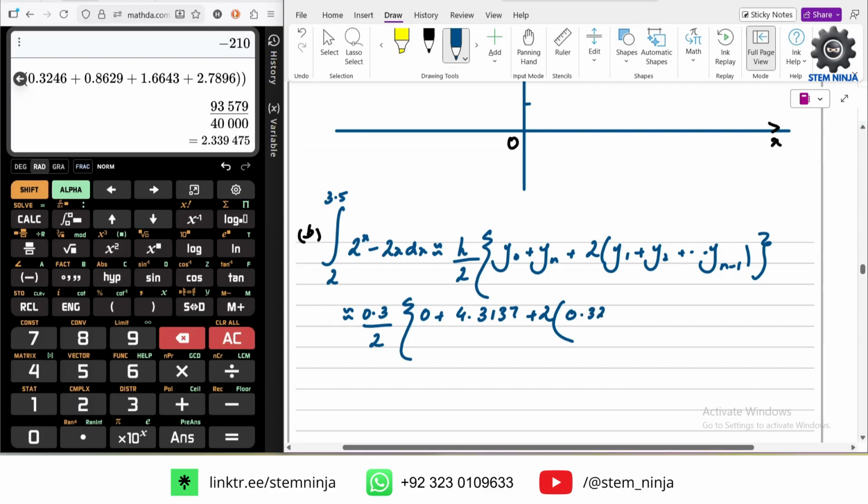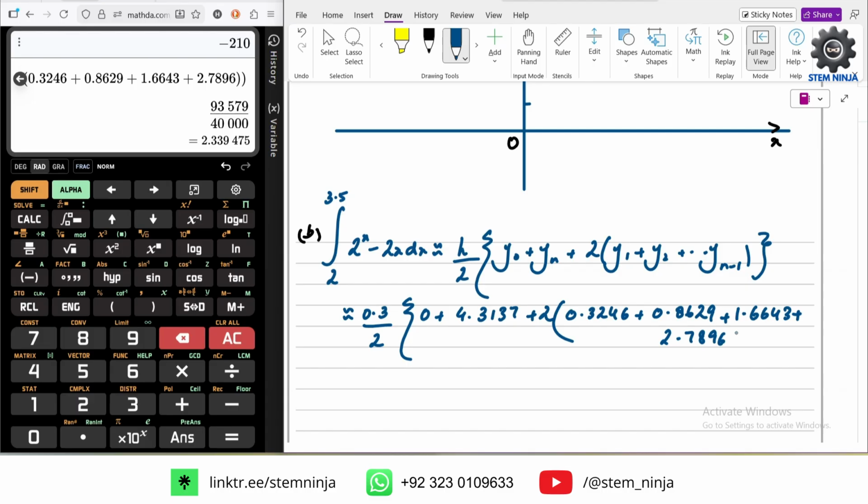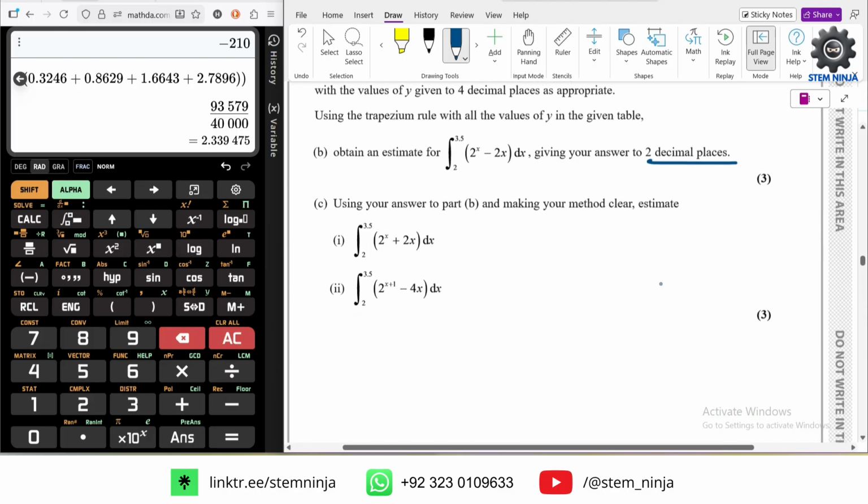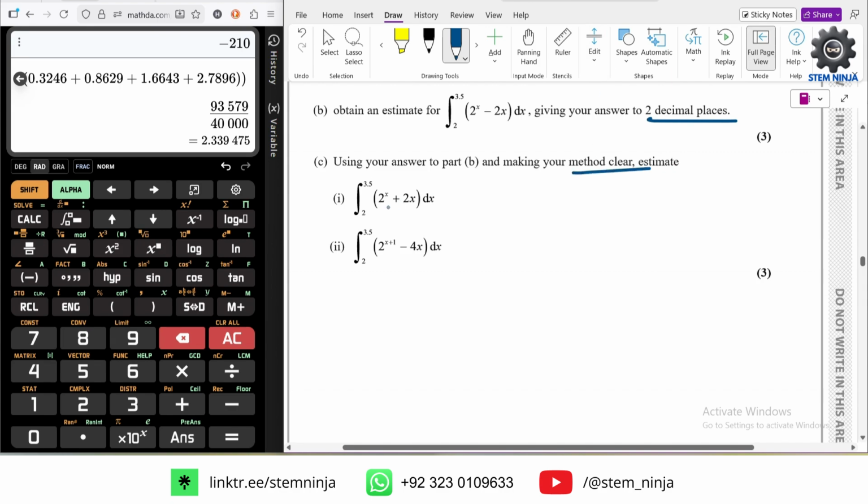0.3246 plus 0.8629 plus 1.6643 plus 2.7896. Right, so this becomes 2.339475, which can be rounded to 2.34 to 2 decimal places. Now, using your answer to part B, making your method clear, estimate the integral of 2 to the power x plus 2x.